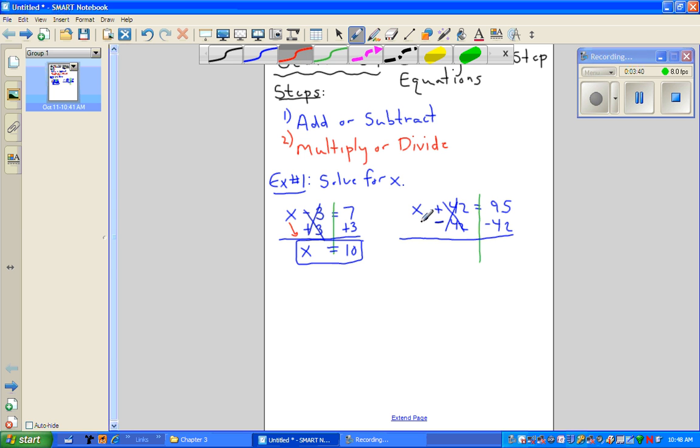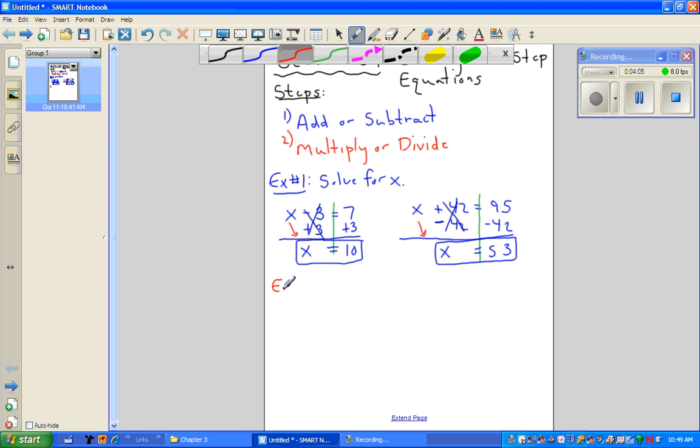You bring down your x, all right? And you have x equals, and then you have to do 95 minus 42, which is going to give me a 3 here and a 5, 3. So you end up with x is equal to 53. Okay? So those are the examples where you have to add or subtract to isolate your variable.